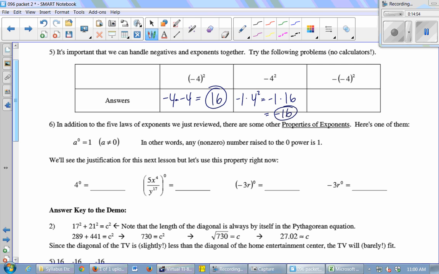All right, let's combine the two. I've got a negative in the parentheses and outside of the parentheses. That's like a little -1 outside the parentheses. So that's like a little -1 times -4 squared, right? -4 squared, I already know what it is. It's 16. We did it earlier. So this is -1 times 16, which is -16.